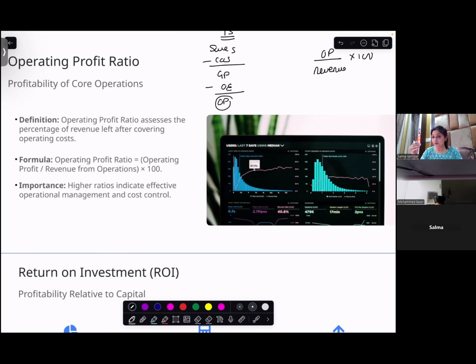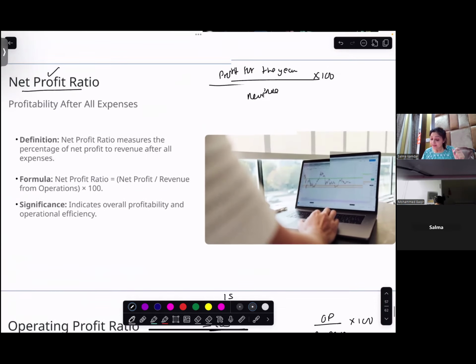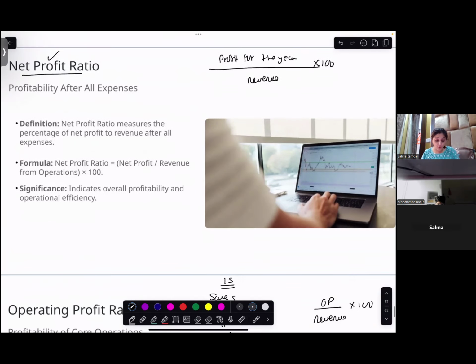So you have the gross profit, you have the net profit, you have the operating profit. You should know your operating expenses, your administrative expenses, and your selling and distribution expenses. Are you with me? Now you have the next ratio, that is your operating ratio.